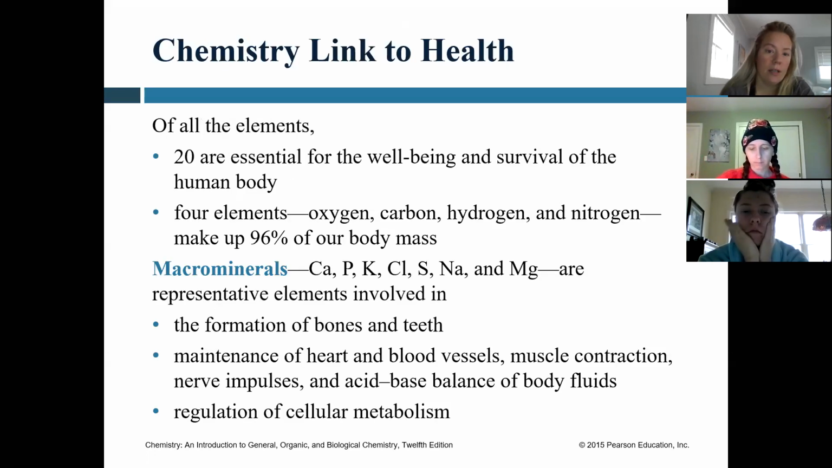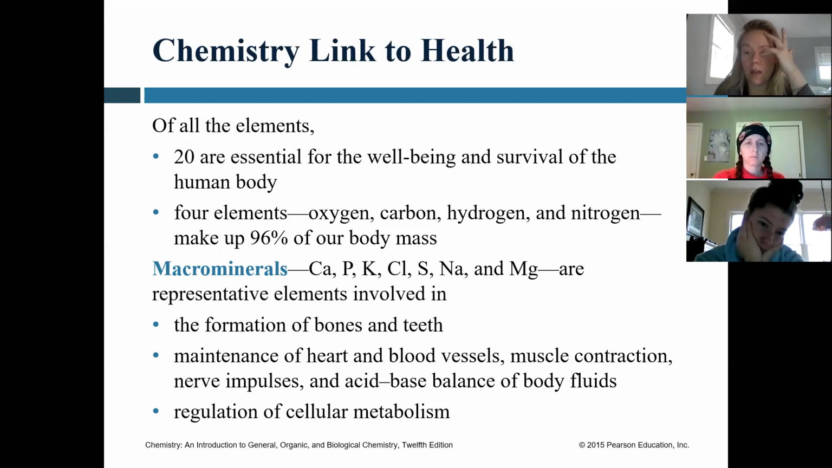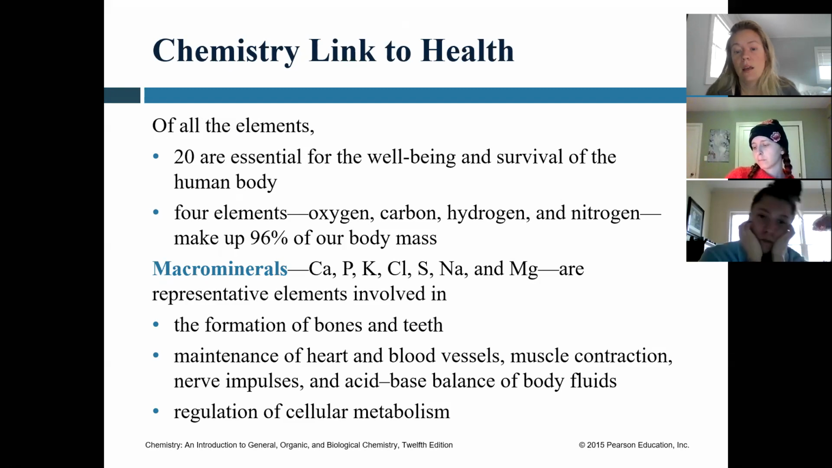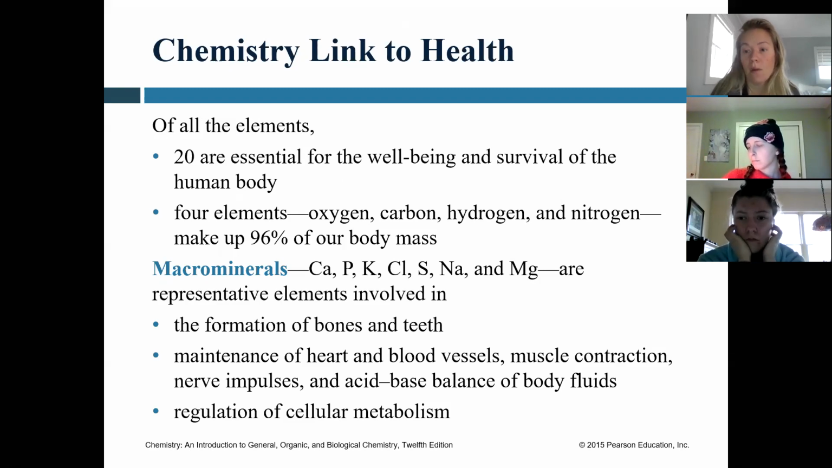All right, we're not going to get through that. So just some information about elements. Of all the elements, 20 are essential for survival of the human body. The 4 elements that are most important for body mass and make up about 96% of what we would classify as our body mass, not water, but the other stuff, are oxygen, carbon, hydrogen, and nitrogen. We've got these things called macro minerals. Not all of them, but a lot of them are metals. We've got sulfur and chlorine in there.